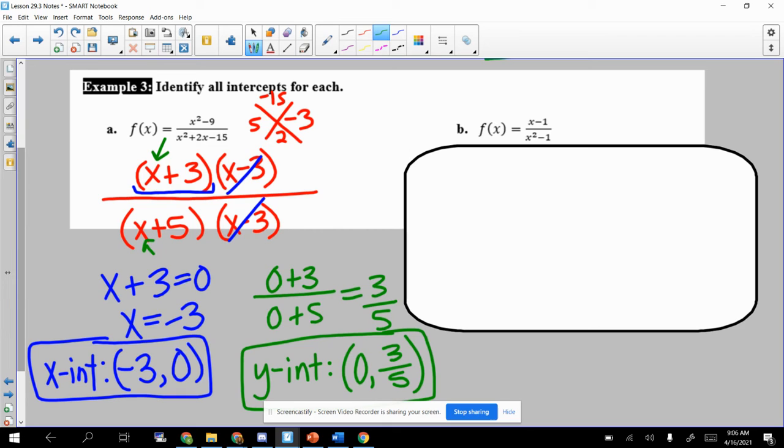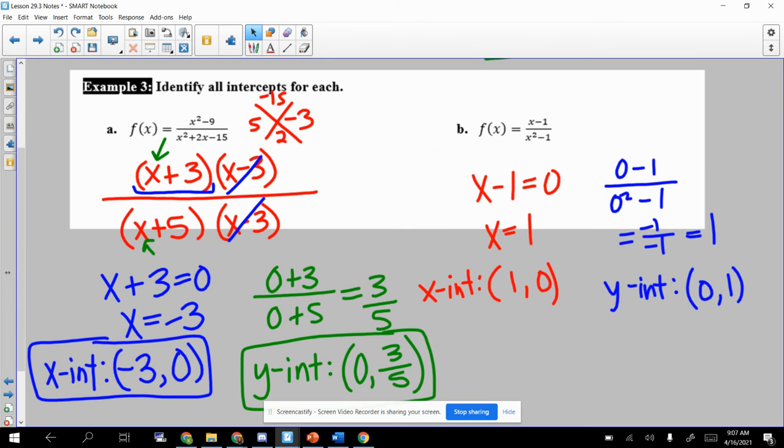Okay, so I want you guys to go ahead and try the next one, part B. So first do your factoring and cancel. Then what's left in the numerator, set it equal to 0, that's your x-intercept. And then plug in 0 for everything, that's your y-intercept. So pause the video here and try that.